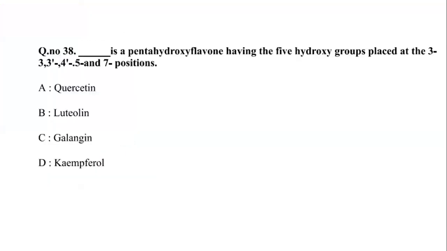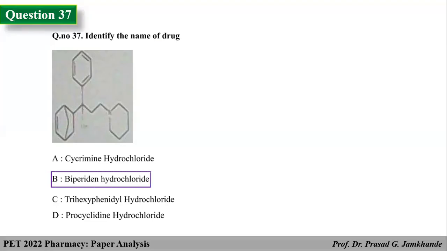Next, biperiden hydrochloride is used for nervous system related disorders. It improves the muscle control and reduces the stiffness. That means it is used for the treatment of disorders such as Parkinson's disease.